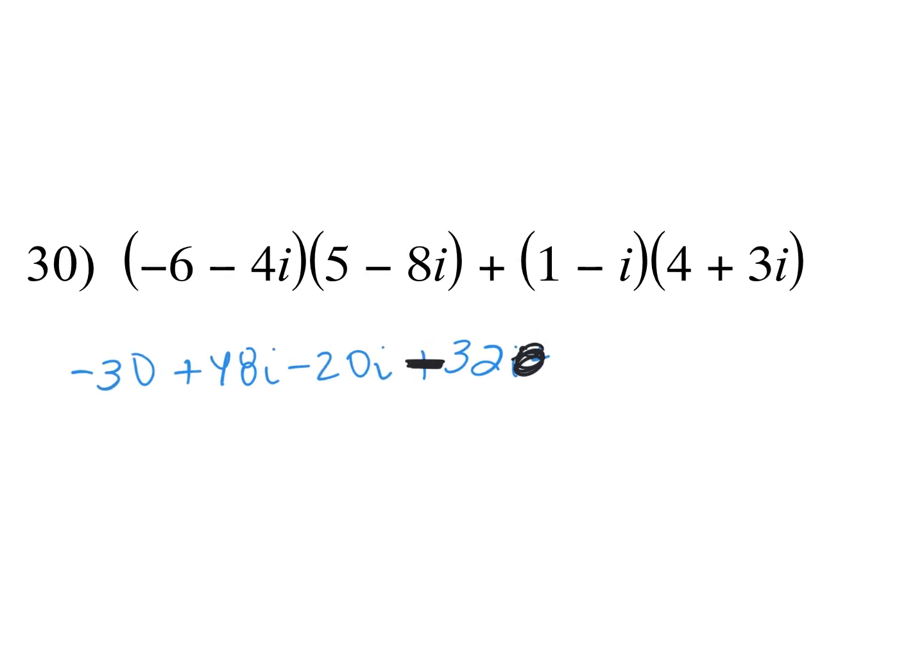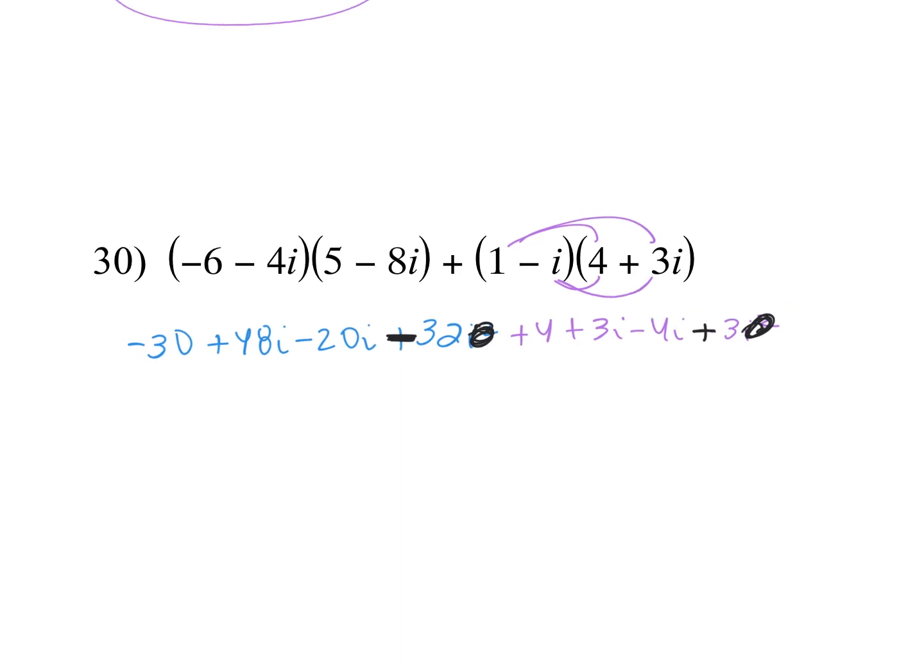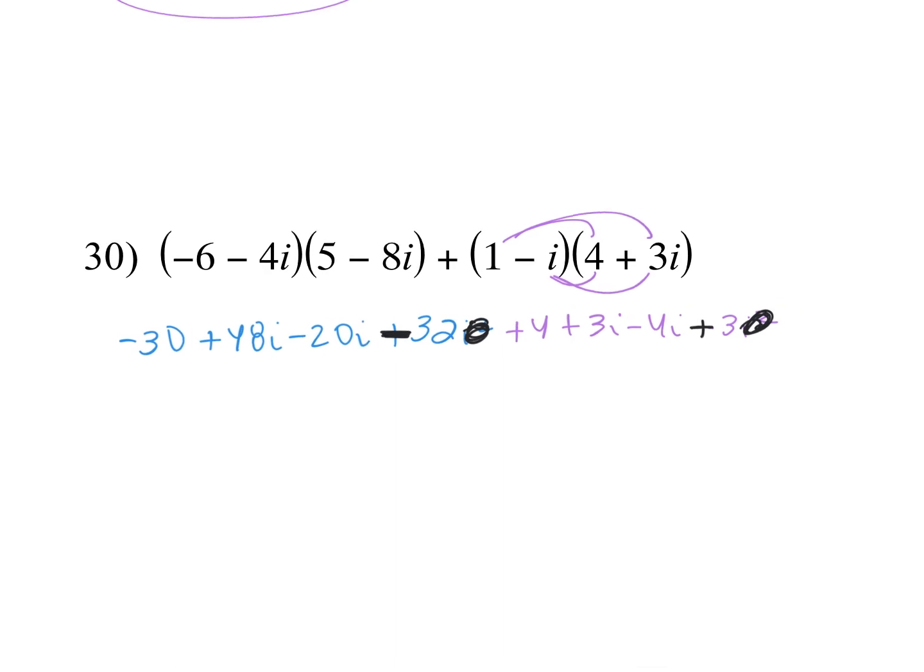Now we continue. 1 times 4 is plus 4. 1 times 3i is plus 3i. Negative i and 4 is negative 4i. And negative i and 3i is minus 3i squared. As soon as you see that i squared, we cross it off and do what? Change the sign. So now you're just adding real with real, imaginary with imaginary.